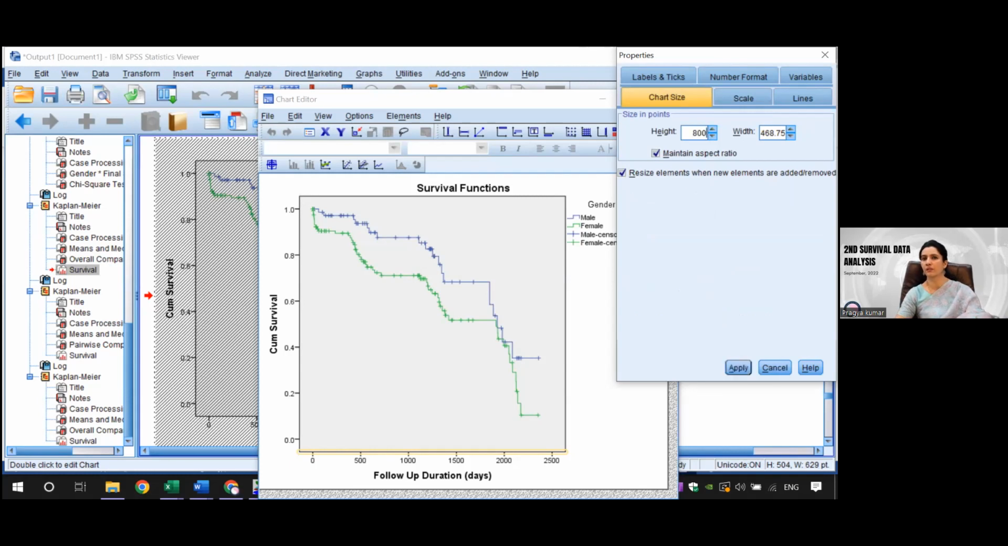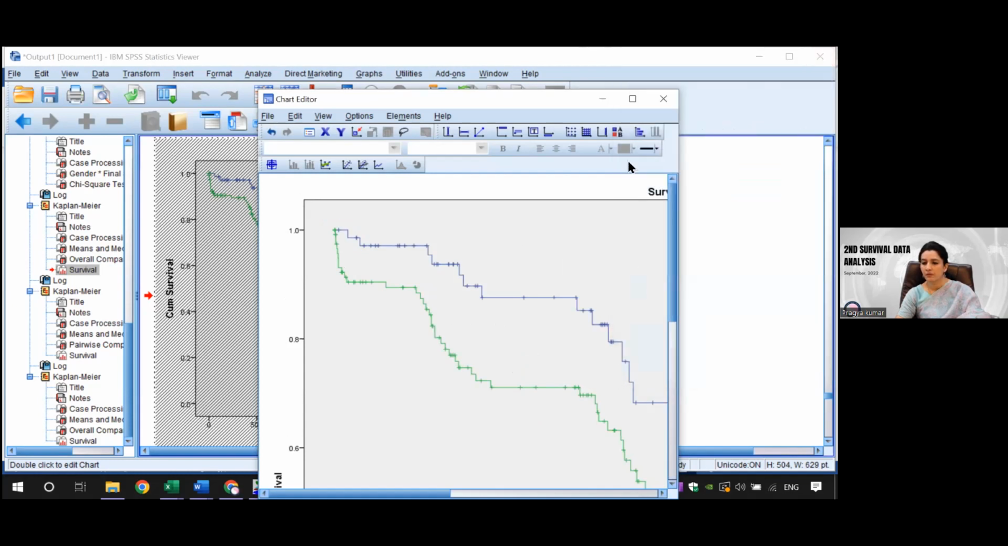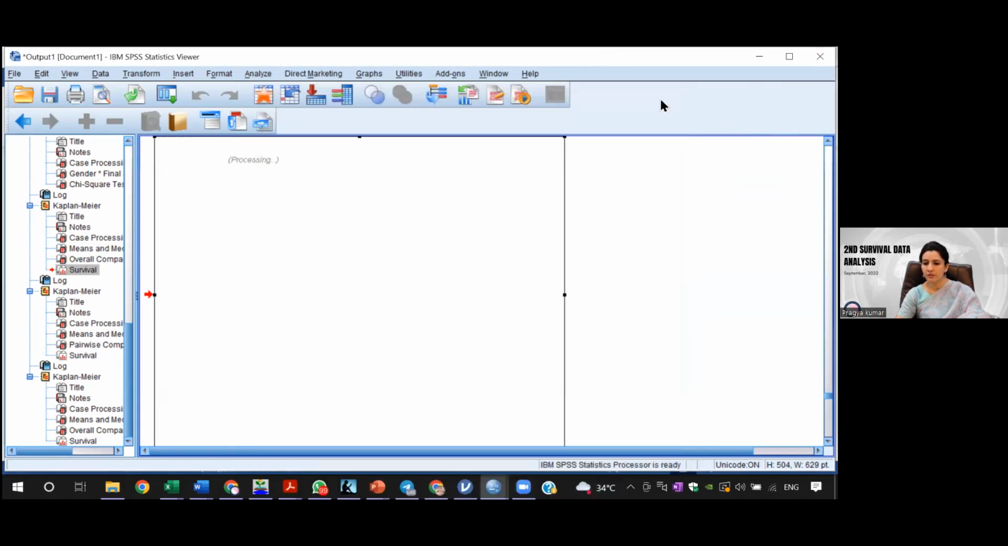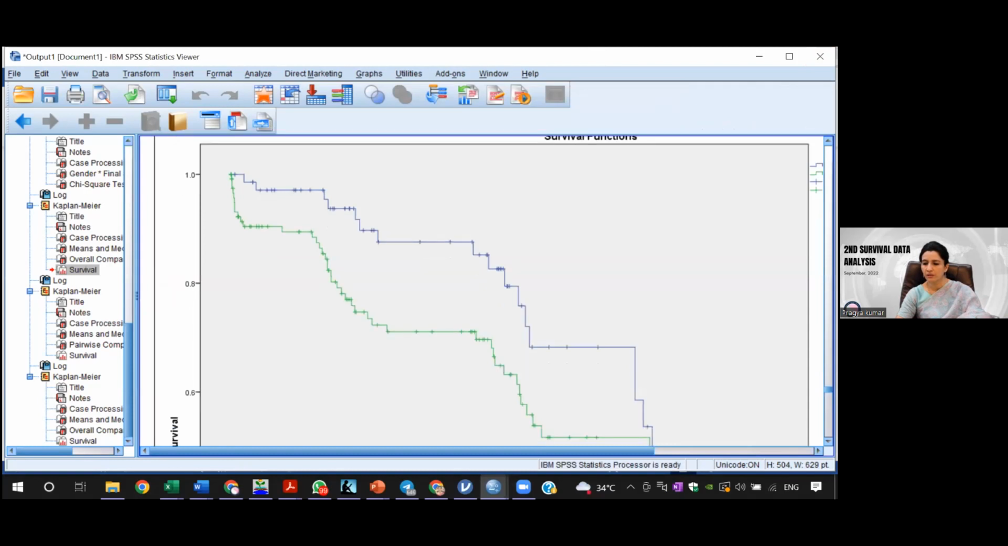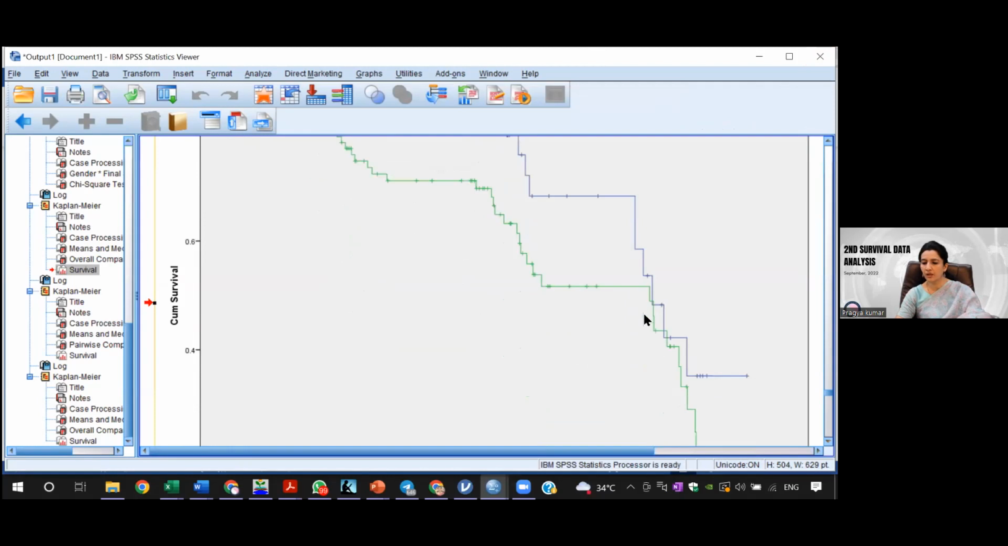800, and let me do it, apply. And if I close this, there is still a little, you can see a little overlap at two places.